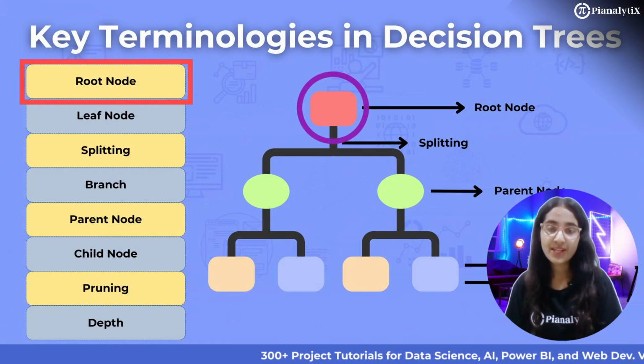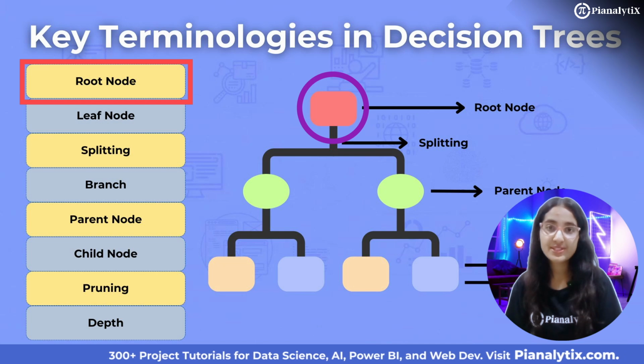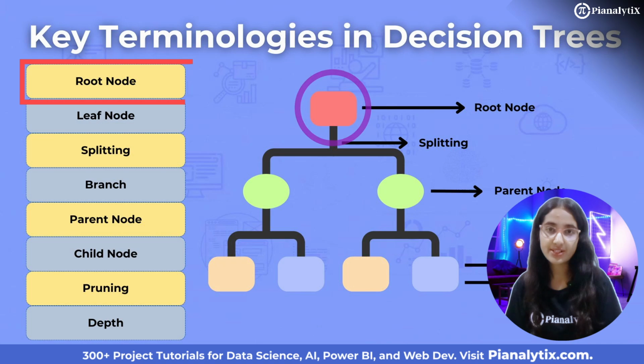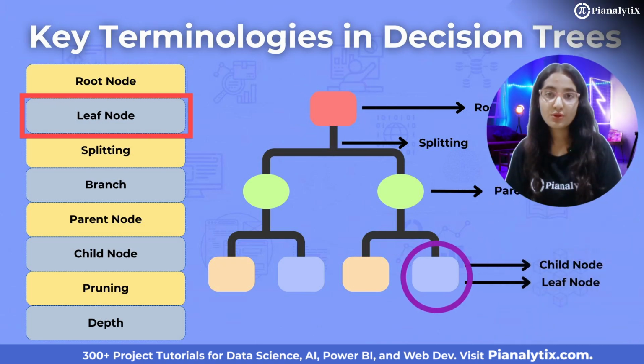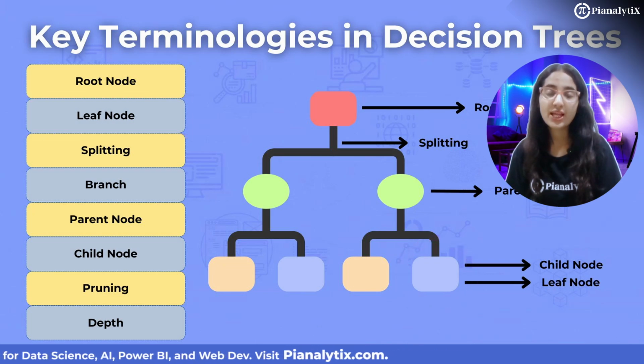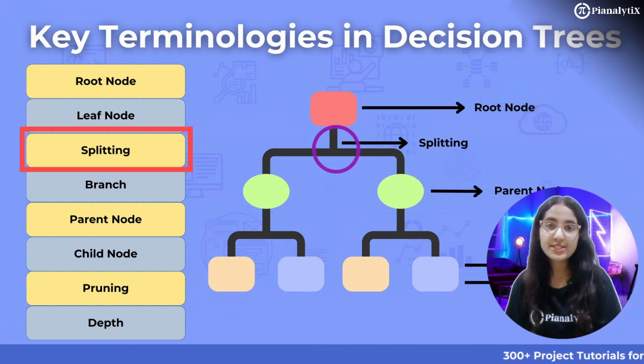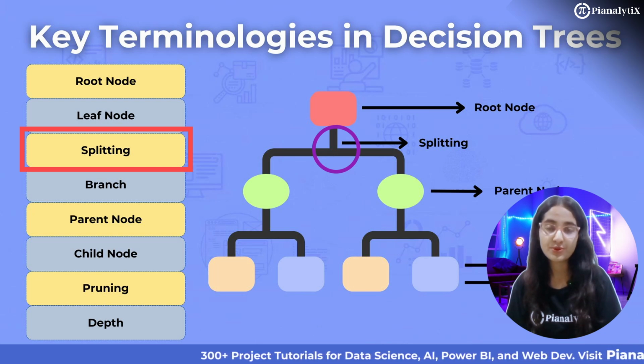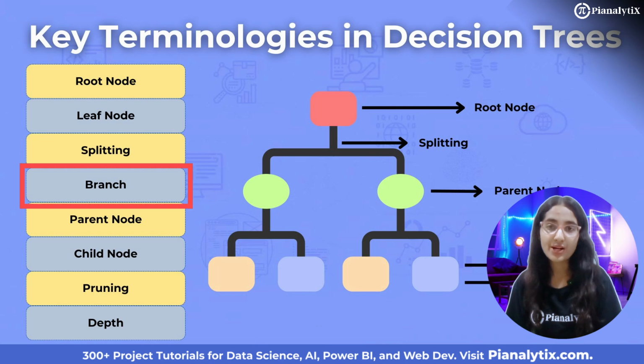First is root node. This is the first node in the tree representing the entire dataset. It contains the feature that best splits the data. Second is leaf node, also known as terminal node, the final node that provides the outcome, class, or value after all the splits have been made. It has no further branches. Third is splitting, the process of dividing a node into two or more subnodes based on a condition or attribute is splitting. Fourth, branch. Branch is a section of the tree that connects node representing the outcome of a split.